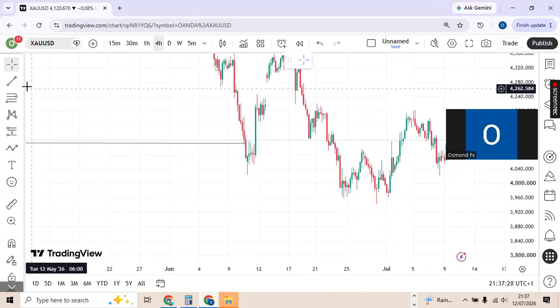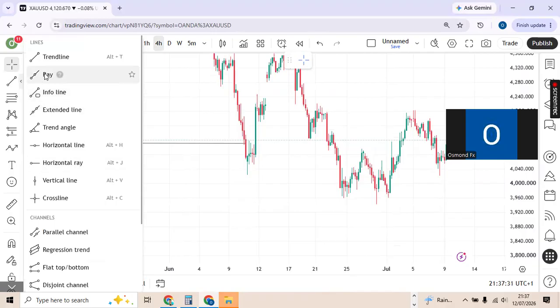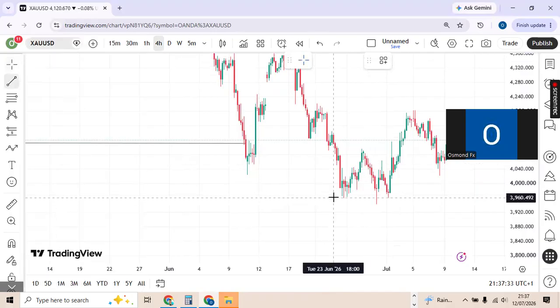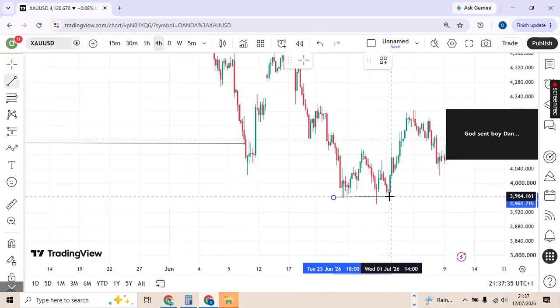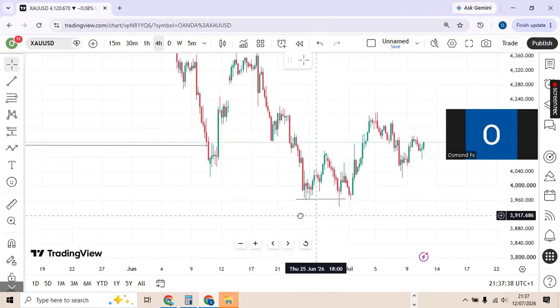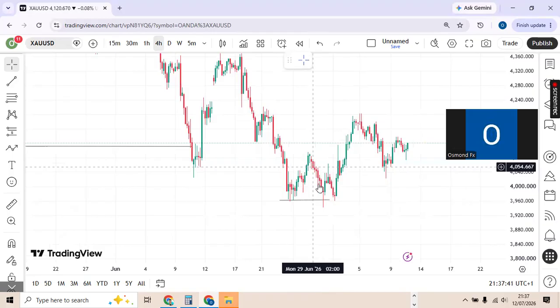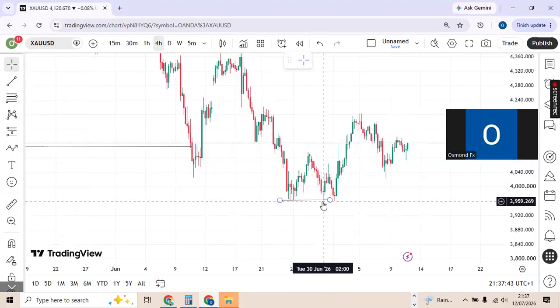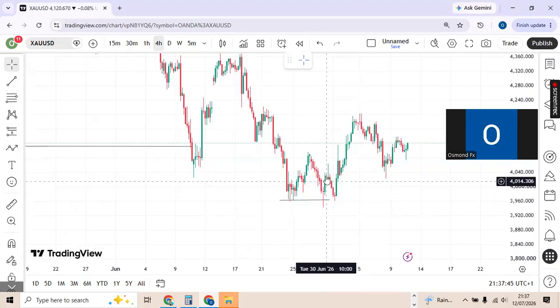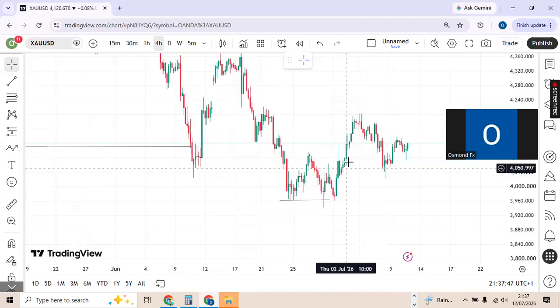Then eventually the market came here to take out liquidity on the 4-hour time frame. It took out liquidity, the market started buying from here, came here, took out liquidity, all right, and bought, retraced a little bit and started buying.